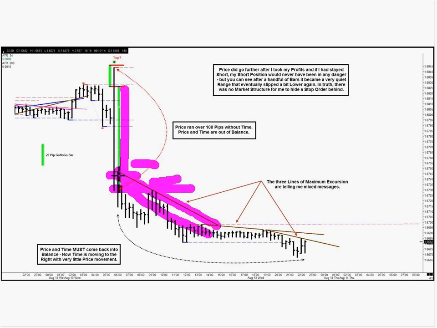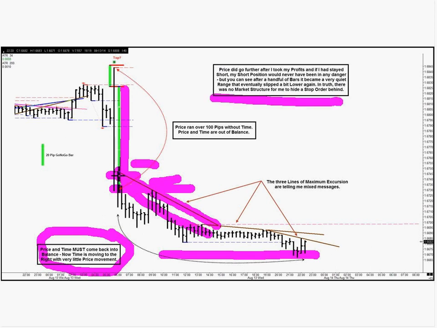Price ran over 100 pips without time. Ran over 100 pips lower, which is price moving without time. Price and time are now out of balance. So price and time must come back into balance. Now time is moving to the right with very little price movement. That's price coming back into balance.